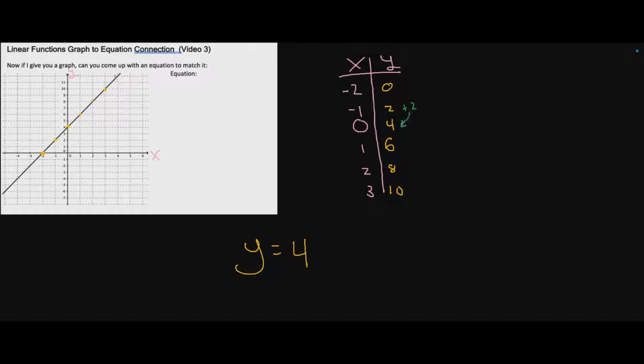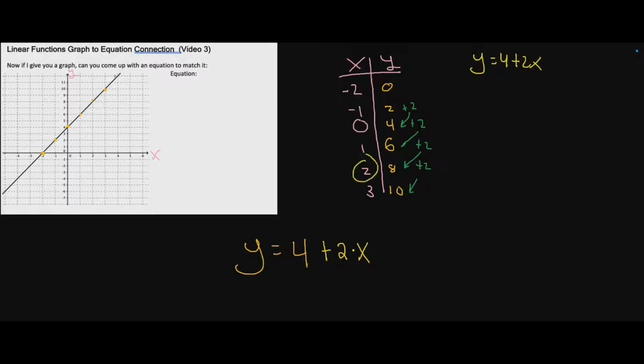2 plus 2 is 4. 4 plus 2 is 6. 6 plus 2 is 8. 8 plus 2 is 10. So it's just 4, and we're just going to add. And how much are we adding by? 2 multiplied by x. And that would be my equation. y is equal to 4 plus 2x.